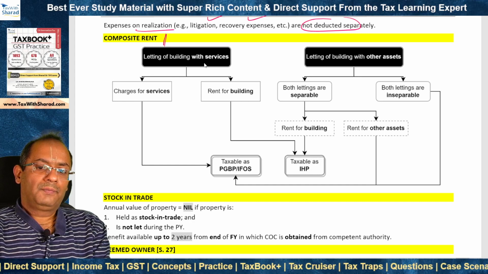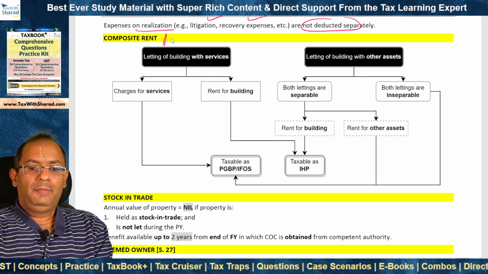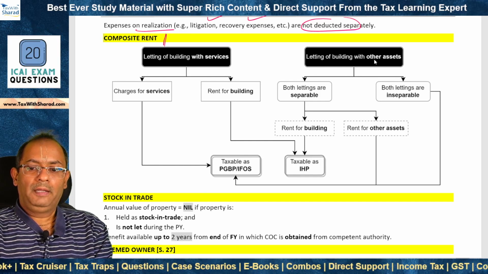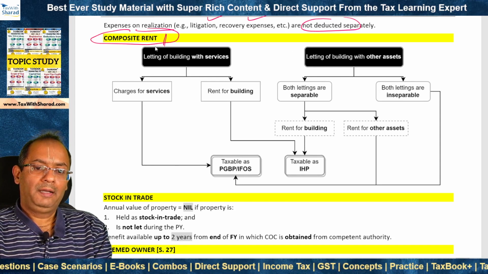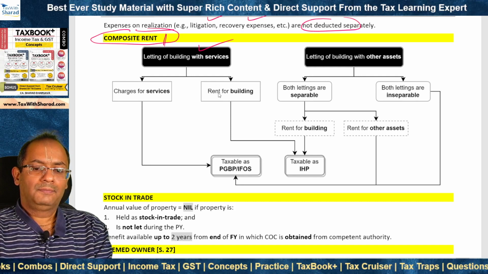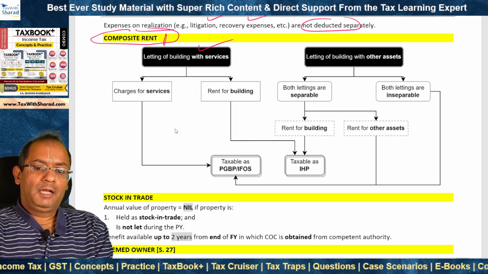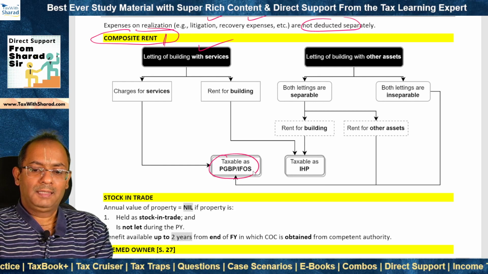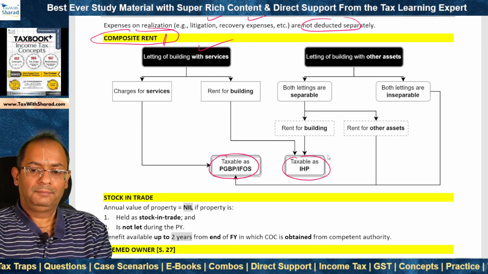Sometimes the SSE may not just let out the building. This will be a case where there is a letting of building with services or letting of building with other assets like plant, machinery or furniture. In that case, a composite rent may be received. So where it is a case of letting of building with services, then the rent needs to be split. Charges for services will be taxable under the head PGBP or IFOS as the case may be, whereas rent for building will be taxable under the head IHP.